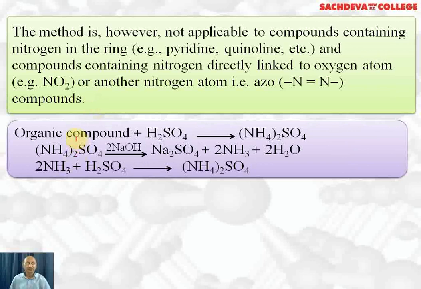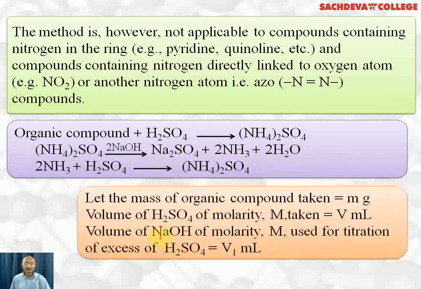These are the chemical reactions taking place. The organic compound reacts with sulfuric acid to form ammonium sulfate. Ammonium sulfate is treated with excess of NaOH to give sodium sulfate plus ammonia plus water. And this ammonia we are absorbing in a known volume of sulfuric acid to form ammonium sulfate. Let us do the calculation.